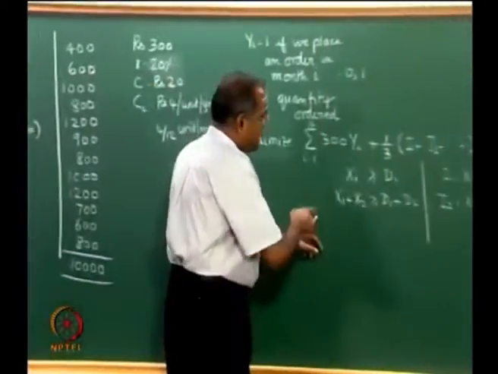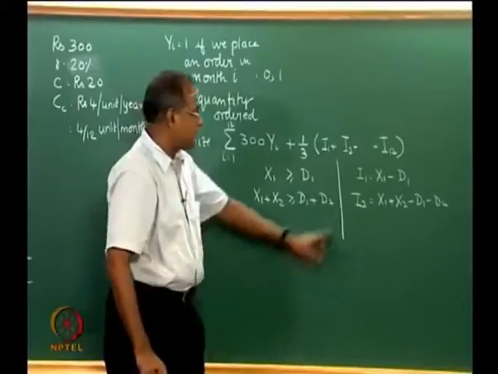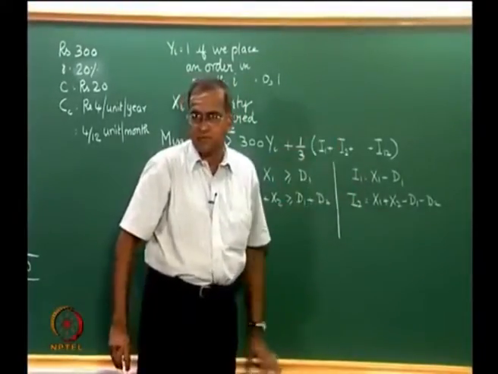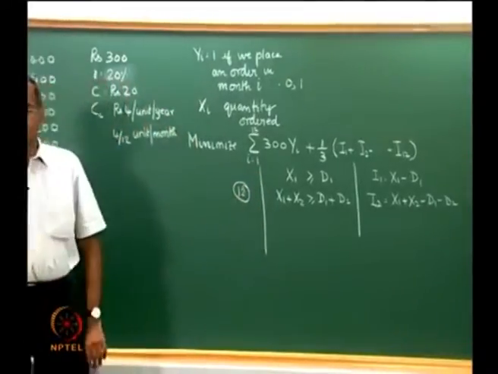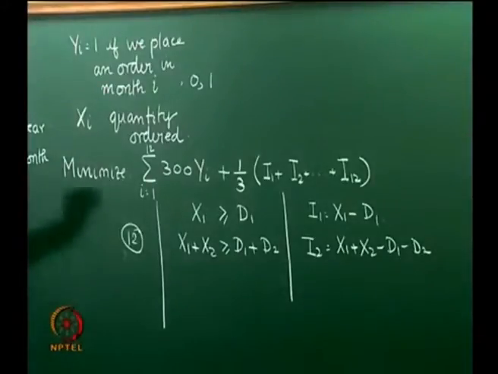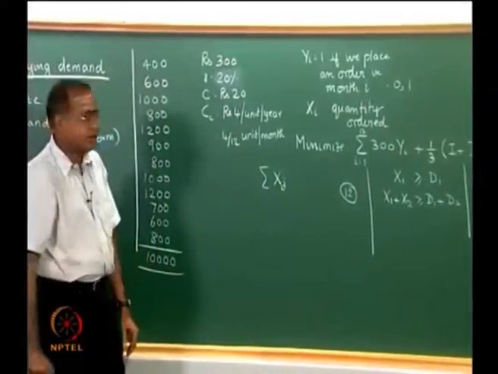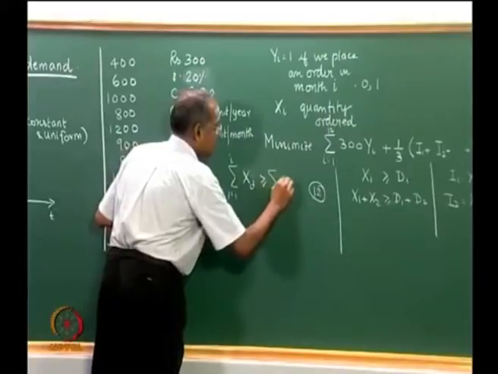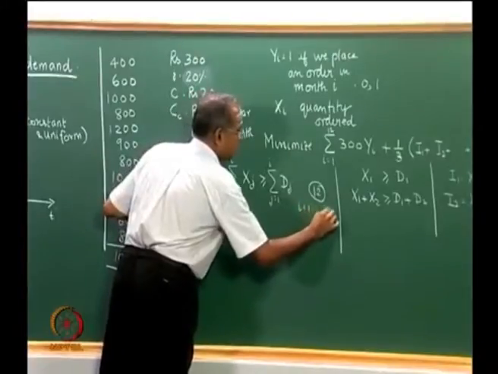The third constraint will be x1 plus x2 plus x3 is greater than or equal to D1 plus D2 plus D3, from which I3 will be x1 plus x2 plus x3 minus D1 minus D2 minus D3. So like this we have 12 constraints for the 12 time periods. This can also be generalized and written in a single constraint, which is of the form sigma xj, j equal to 1 to i, is greater than or equal to sigma dj, j equal to 1 to i, for i equal to 1 to 12.